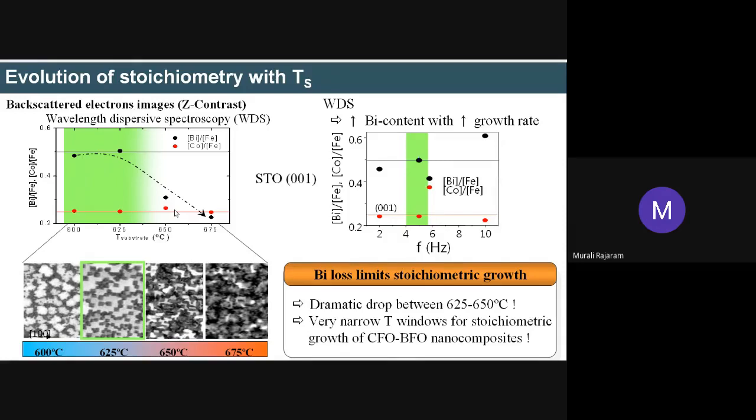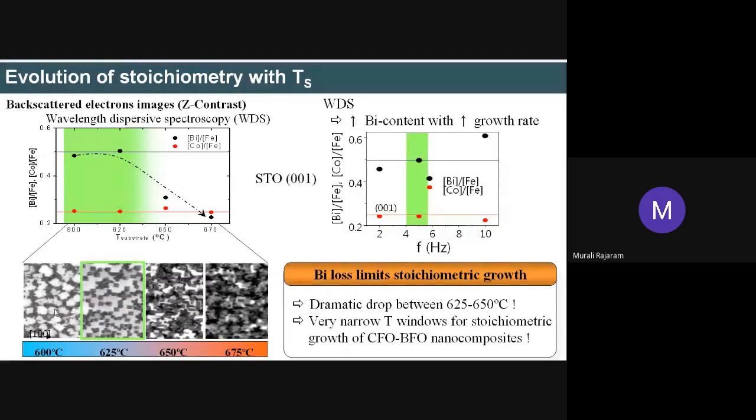So the bismuth ferrite cannot grow beyond 650. This depends on the chamber. Somebody can report around 650, somebody around 700. For our chamber, we have optimized that the stoichiometric growth temperature for bismuth ferrite is around 625, and if you go beyond 650, you can clearly see there is bismuth loss. So this is the backscattered image.